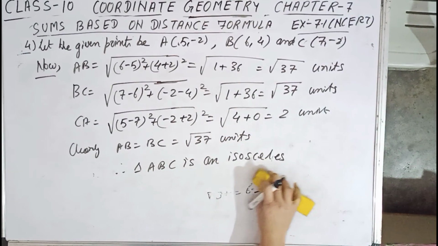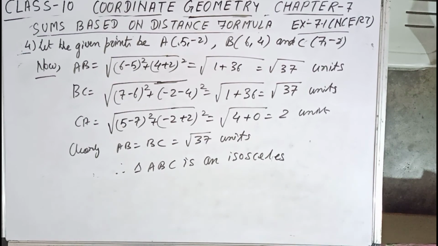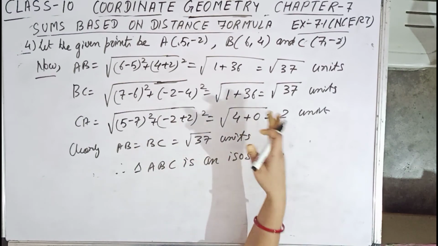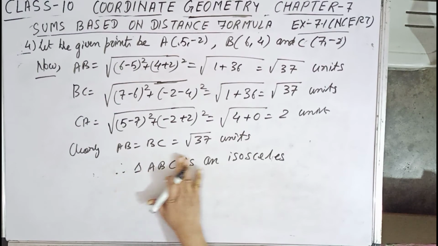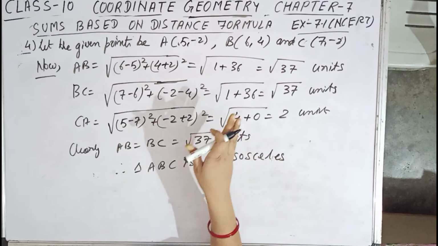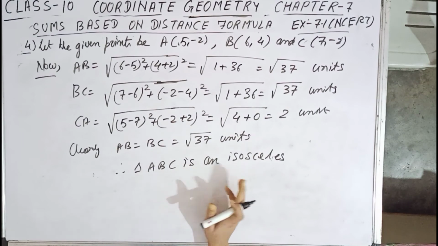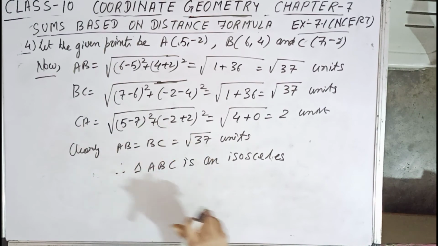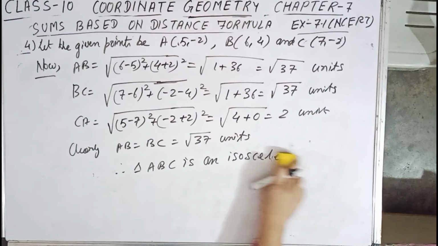So take care, sum of the two sides is always greater than the third side is the triangle inequality property. So this should be kept in mind. And now suppose over here triangle inequality property was not satisfied, so you will not write this statement also. You will simply write the given points do not form the sides of a triangle only. But in this question, you will write the same thing. Now let us do question number 5.